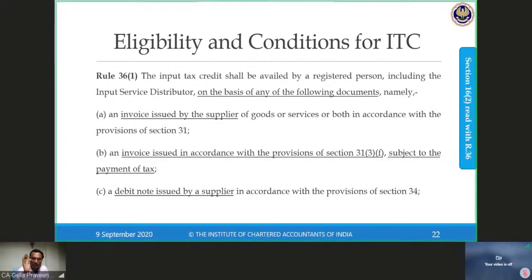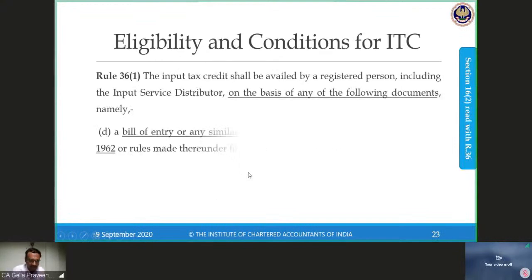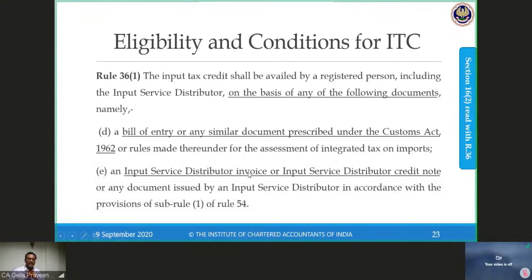So my Rule 36 says that first and foremost, you should have a tax invoice. Second, you should have paid tax on RCM. Third document is a debit note issued by a supplier. So if the supplier is issuing a debit note, then you can take the ITC. Further, bill of entry, then ISD. ISD I'm going to cover a little later. So as of now, whatever we have discussed, Section 16(2) says you can take the ITC provided you have any of these documents.